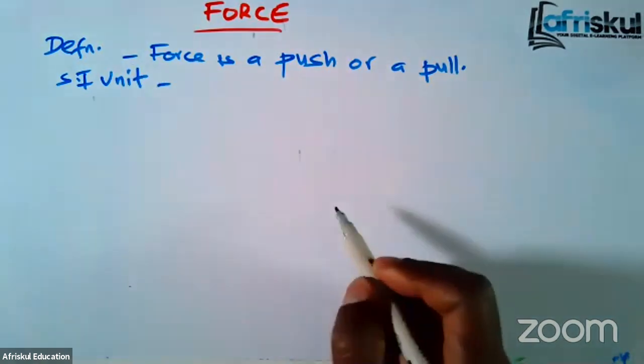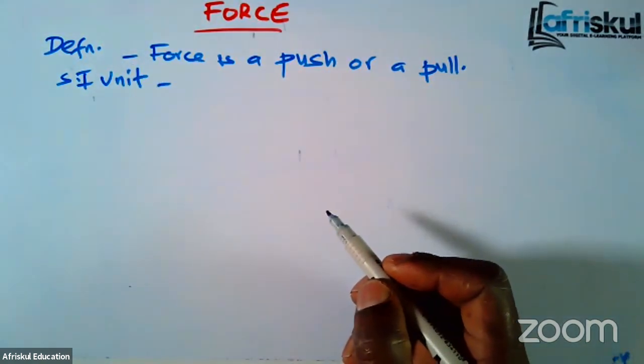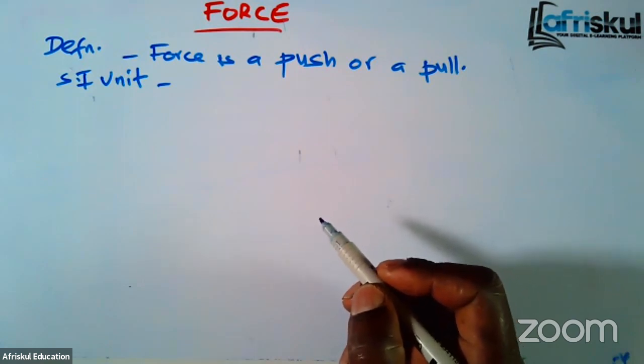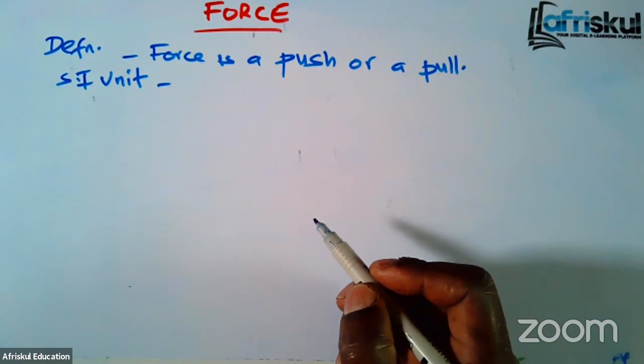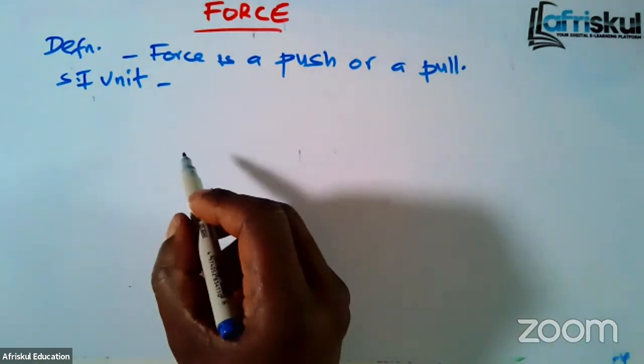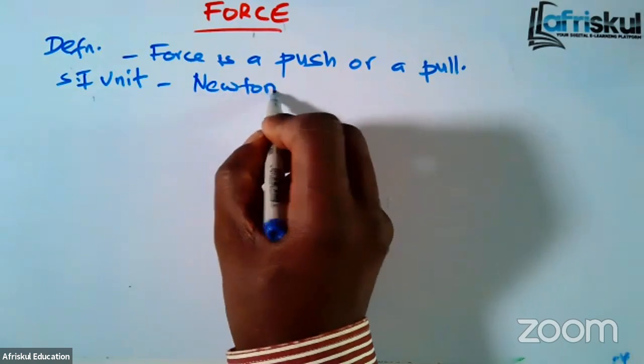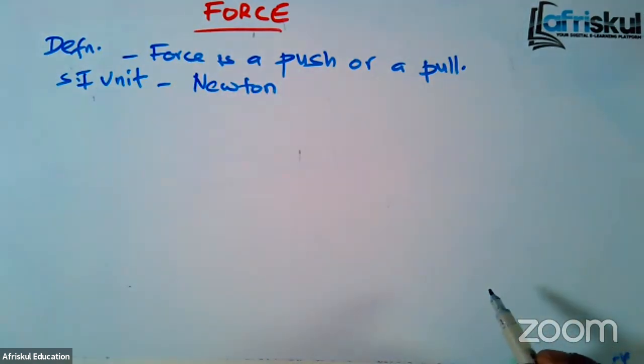Then the SI unit, and what we mean by SI is the System International. That's a French word, but in English it is an international system of units accepted everywhere as standard. So the SI unit for force is what we call the Newton, after the famous Sir Isaac Newton, who studied force quite a great deal and developed classical mechanics.